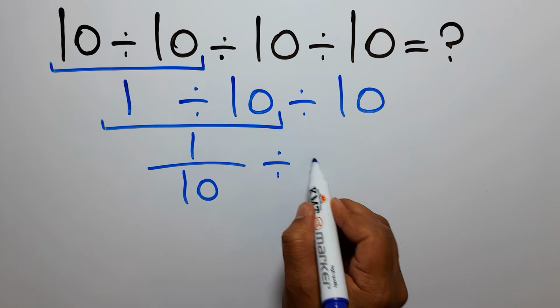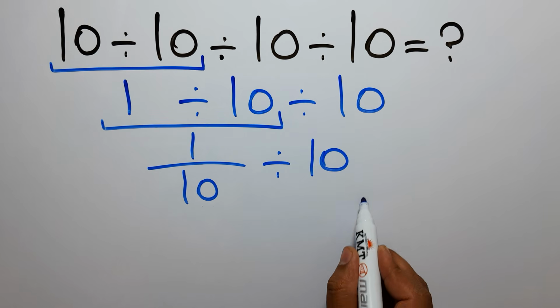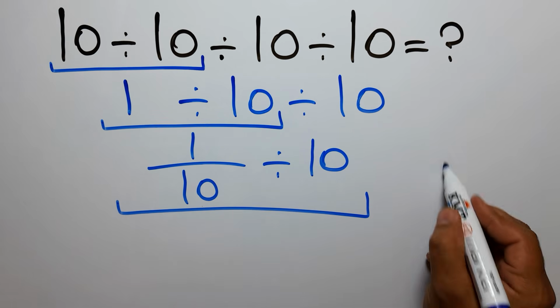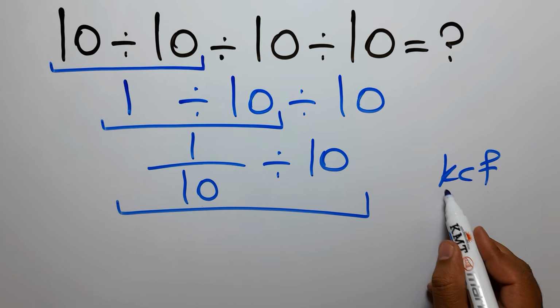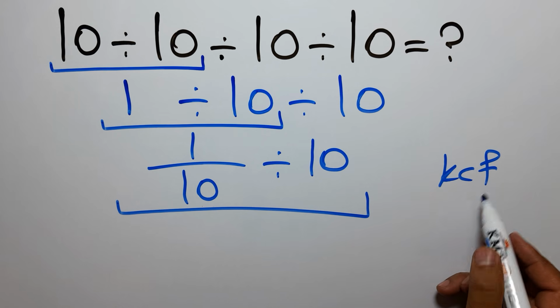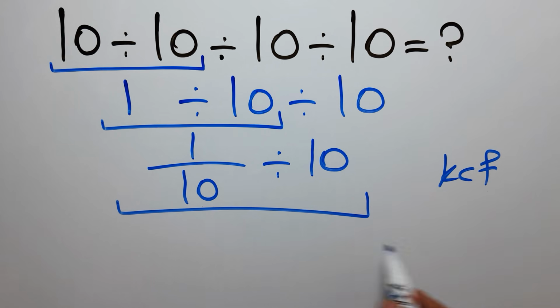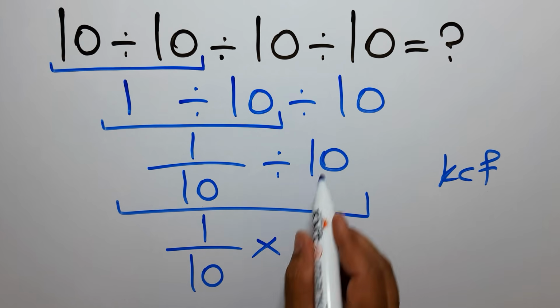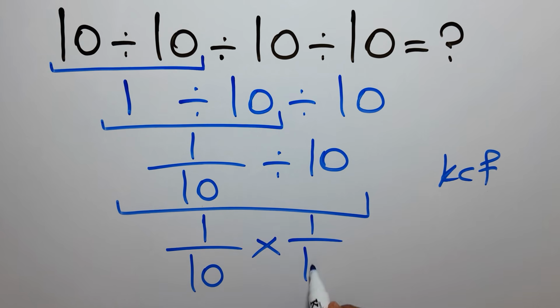Then divided by 10. Now, according to the KCF rule, K stands for keep, C stands for change, and F stands for flip. We can write keep the first fraction, change division to multiplication, and flip the second fraction.